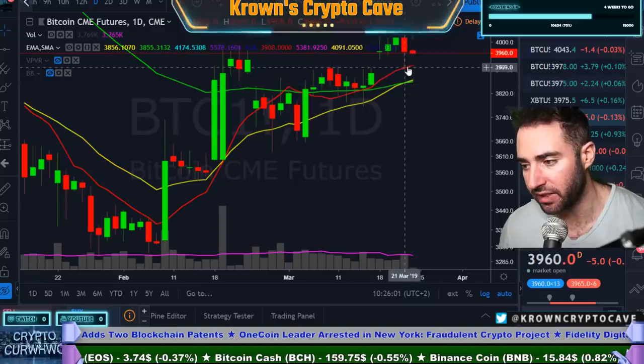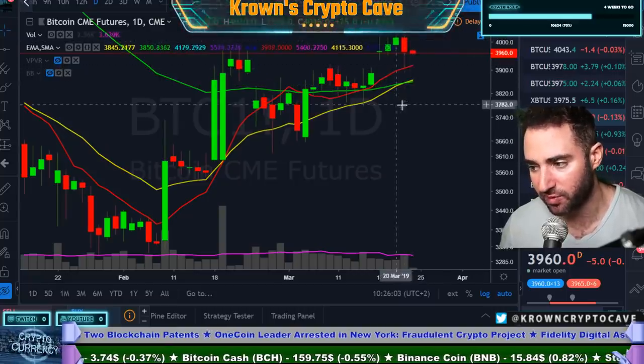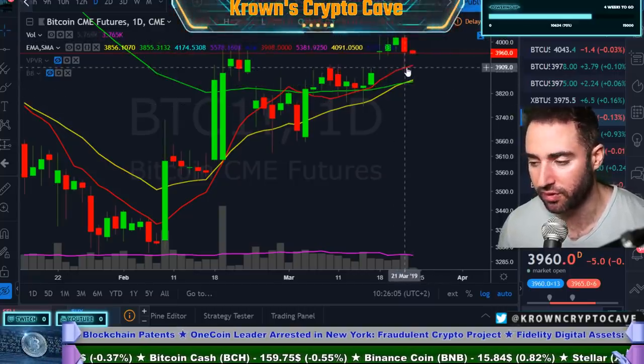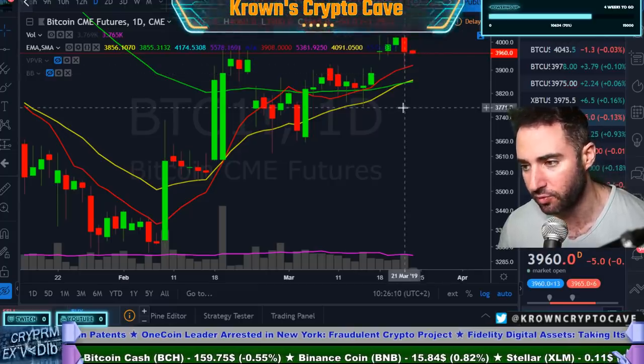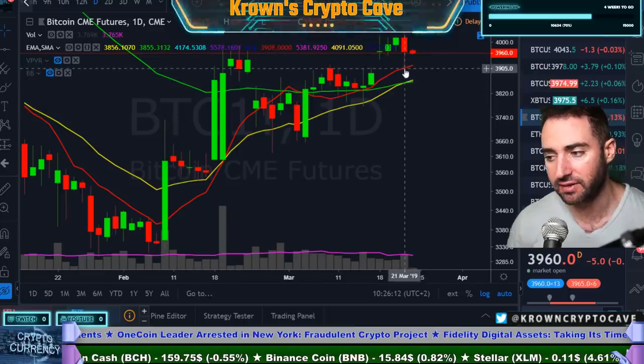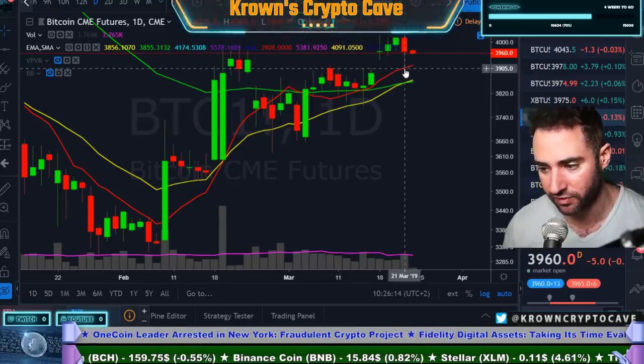You can see that last night we came back and filled the gap, and that's what's providing the initial impetus for support, also the red 10 simple. And again, like I said, the CME charts get it so, I think that they're just so much more clean and clear, and testing that critical 3,900 level perfectly, actually wicked down.